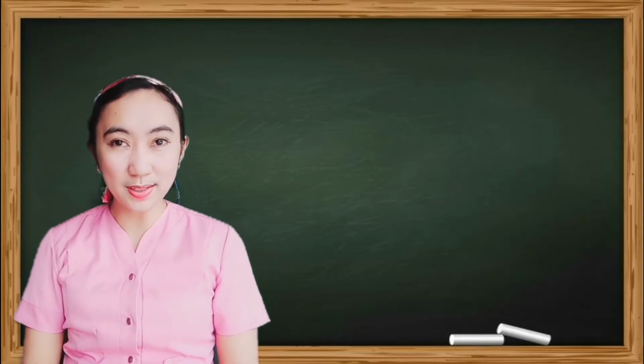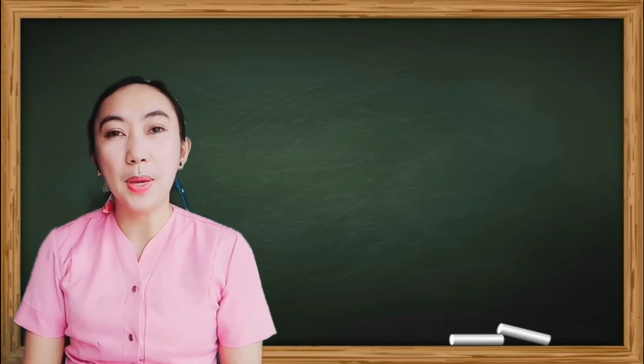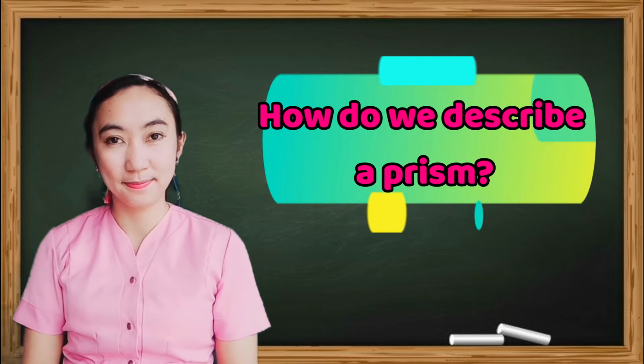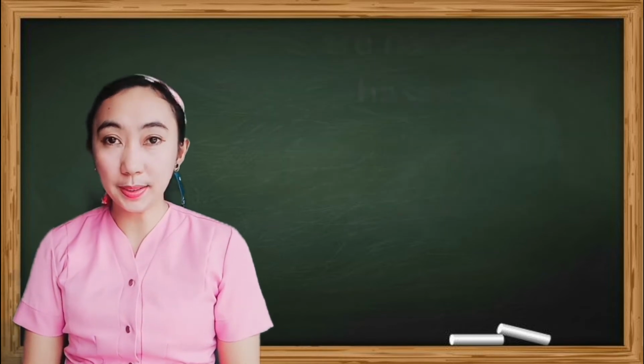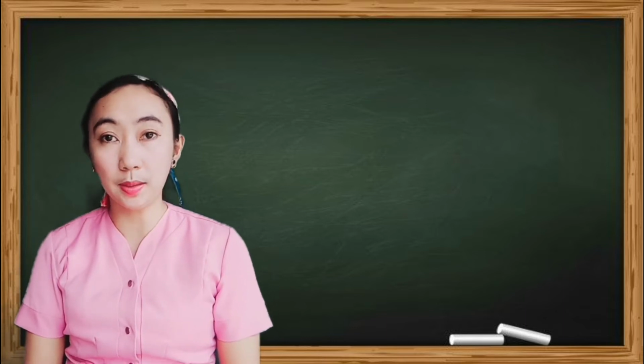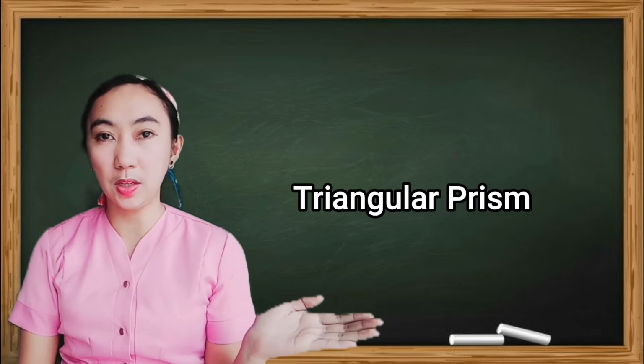Have you enjoyed listening to the song? If yes, based from the song, how do we describe a prism? Prisms are named by their bases, and the common types of prism are rectangular prism and triangular prism.